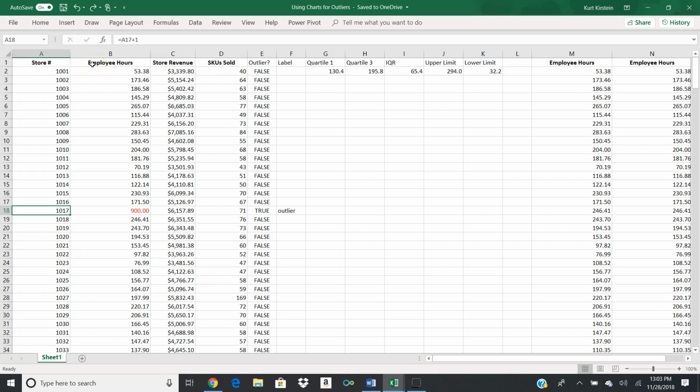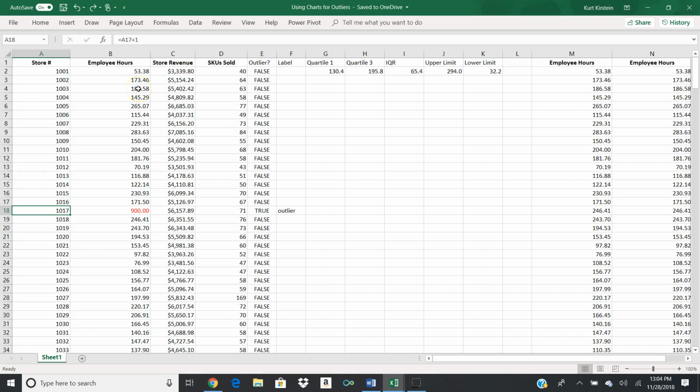Employee hours are the number of hours that an employee worked in a month, or the average number of hours that the employees worked in a month. The store revenues are the store revenues for that particular month, and the SKUs, or stock keeping units, are the number of units that were sold. That's basically the inventory that was sold in that particular month. These data are for 300 stores, so we start at row 302 and we go all the way down to row 301, and we have these three values for every one of those stores.